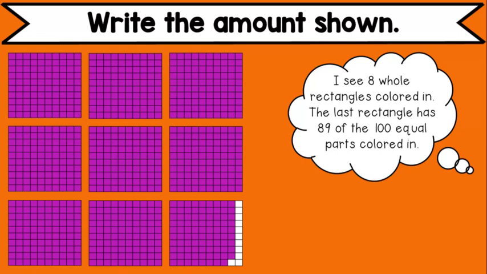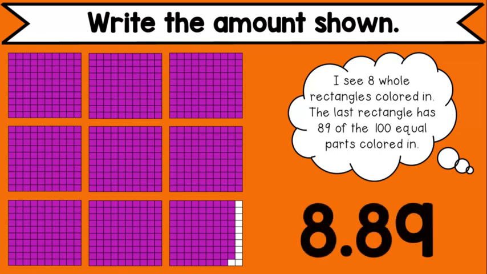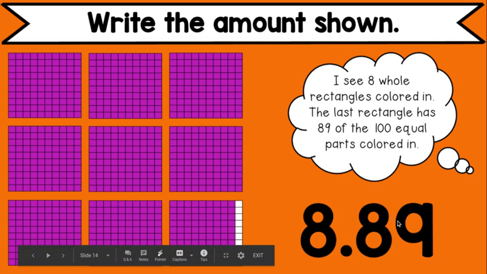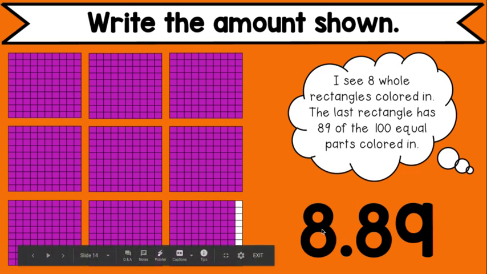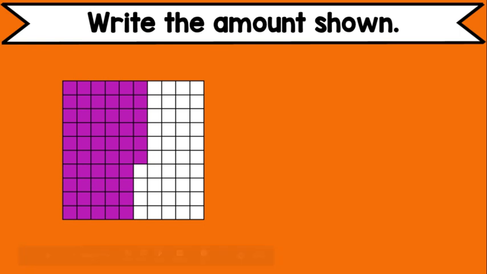So that's going to leave me with 8 wholes and 89 hundredths. So you always say the number and then the last one that's there, the last place is the last name. So we've got 8 and 89 hundredths. Notice we had the 8 full rods colored in, and then we have 9 hundredths. Now you try this. Write the amount shown.